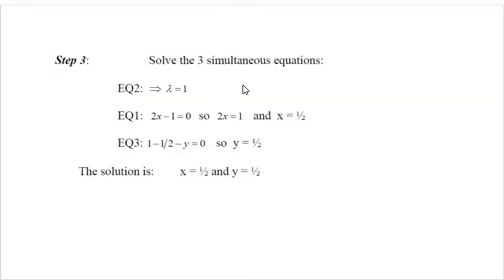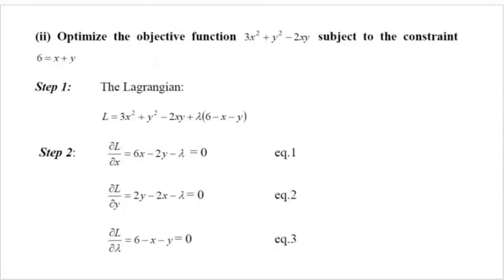Step 3, solve the system of equations. From equation 2 we get lambda equal to 1, and from 1 and 3 we get x equal to 1 by 2 and y equal to 1 by 2, which represents the solution.